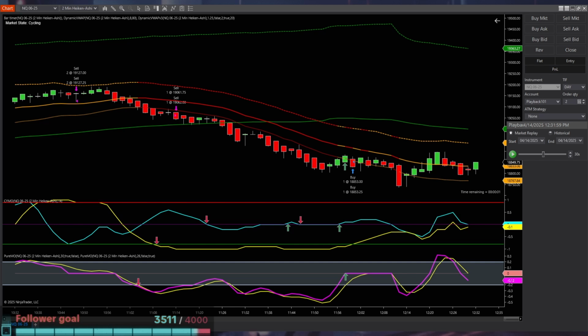Any questions so far on what I'm illustrating? I'm just curious to know if you guys have any questions so far, okay? So that was a good trade, guys. Awesome trade to the downside.